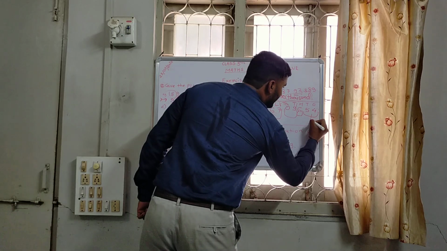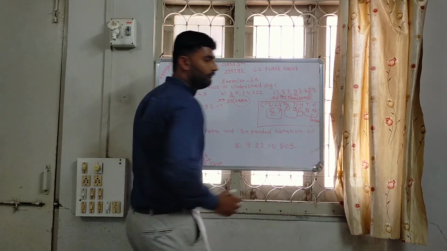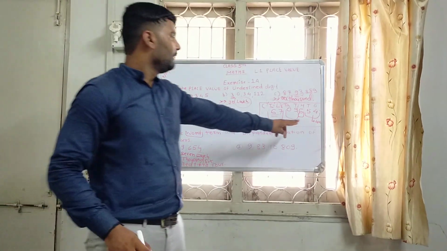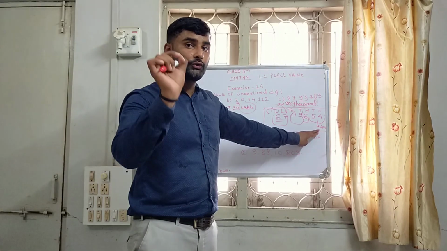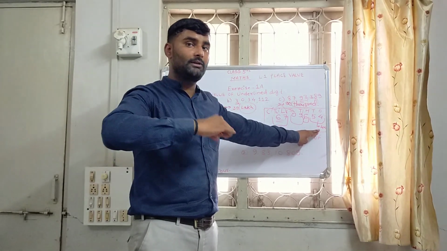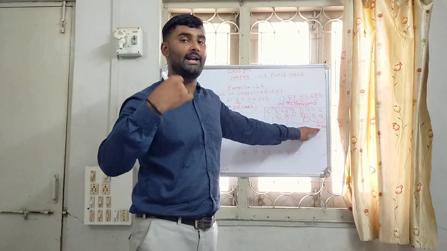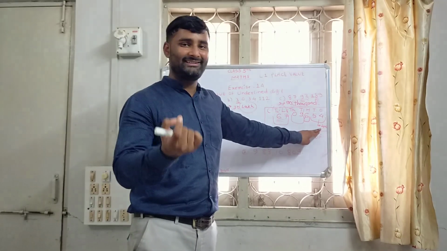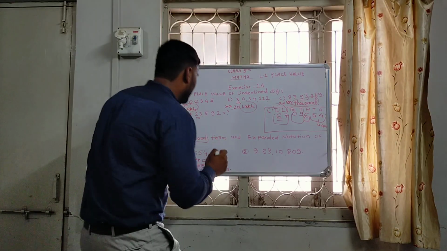So 4 multiplied by 1, that means 4 is present in the column of 1. So I multiply the number by its value. The number is nothing but the face value, and the position or place is nothing but the place value of that same number. Okay, so I write here.